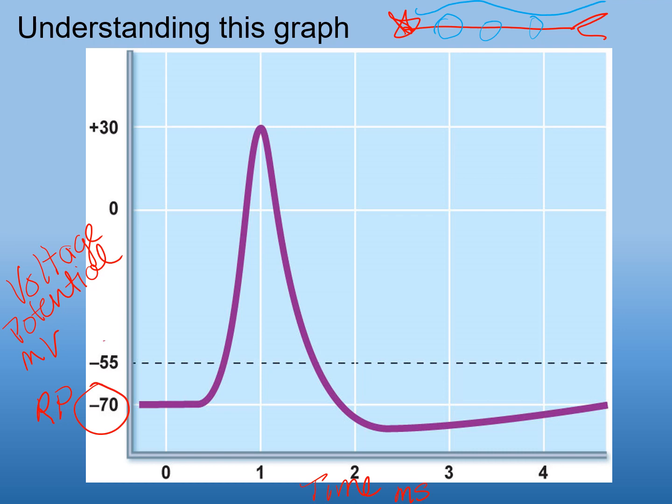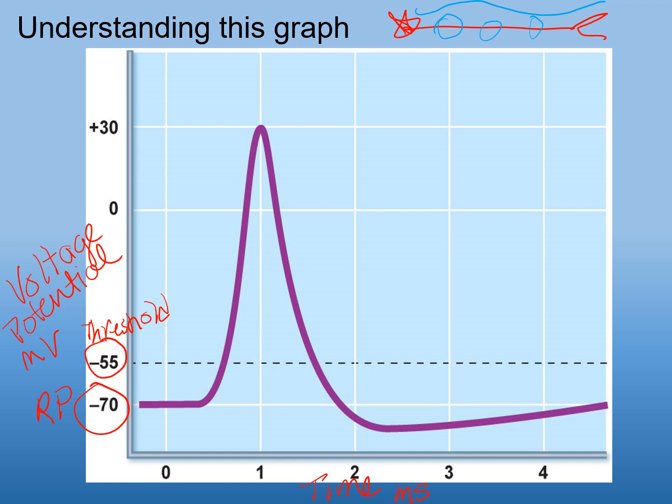This point here, -55, is called threshold. This is the point at which we have an action potential and there is no turning back. Students usually get these two mixed up. For some reason, they think that the dotted line is resting potential and then they get confused. So don't forget, resting potential is always more negative than the threshold, always.